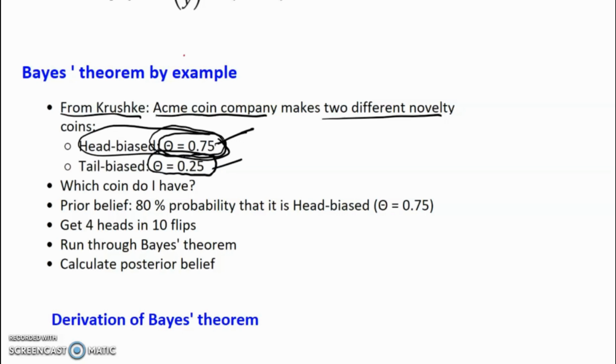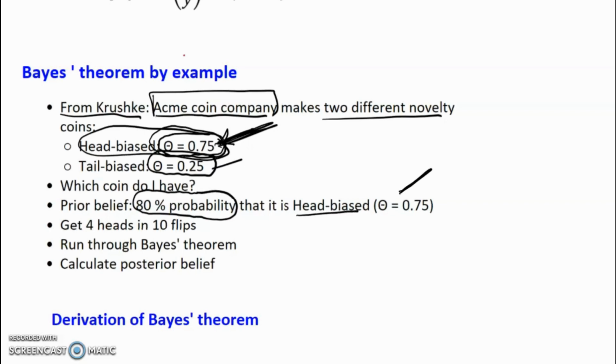But I have some prior information because I have an informant who works at this company who thinks that the coin that I have came from a batch that was head biased. And I rather trust my informant. So prior to any information, I think there's about an 80% chance that the coin that I have in my pocket is head biased, which is equivalent to saying that the coin in my pocket has a value of theta equal to 0.75.